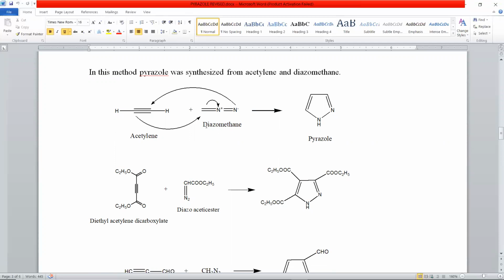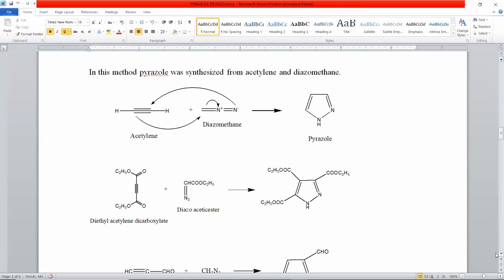So simple diazomethane is reacting with an unsubstituted acetylene. This is another example where a substituted acetylene, diethyl acetylene dicarboxylate, is reacting with a diazoacetic ester to form a 3,4,5-trisubstituted pyrazole. So this is also a reaction between an alkyne and a diazo compound.